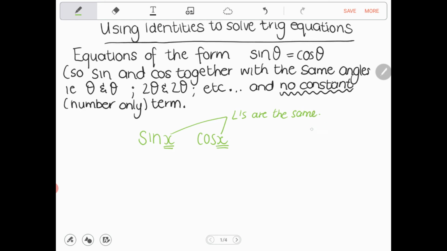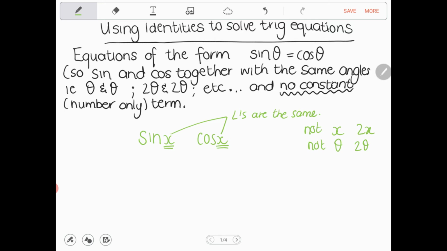You can't have an x with a 2x. You can't have a theta with a 2 theta. These are not the same angles. You've got to have exactly the same angles.